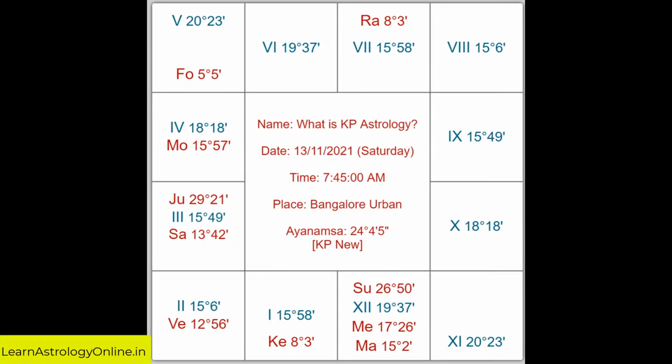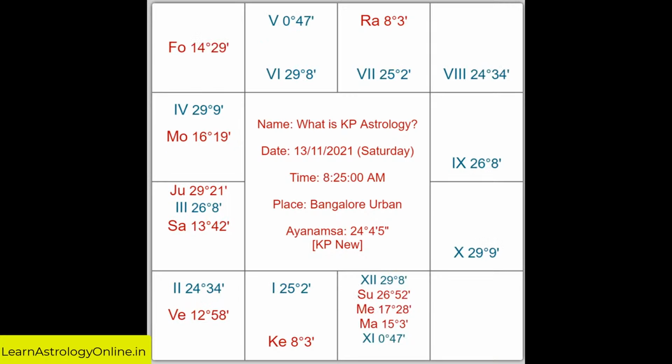Let me give you an example. Let us say that the child is born at 8:25 a.m. Now you watch Sun very carefully. Sun is in Libra at 26:52. But the 12th bhava starts at 29:08. So Sun is to be determined as sitting or deposited in the 12th bhava and not in the 11th bhava.